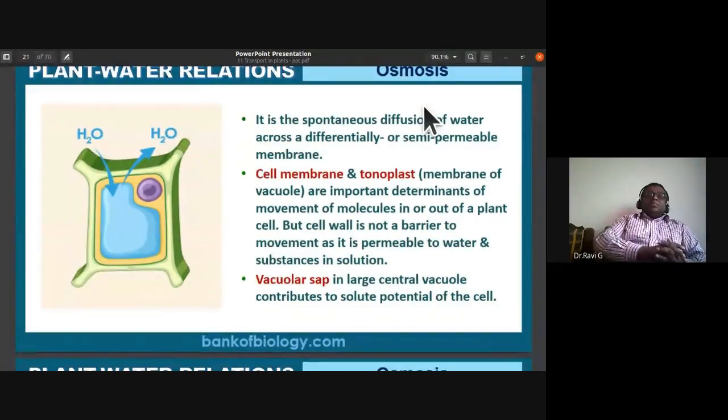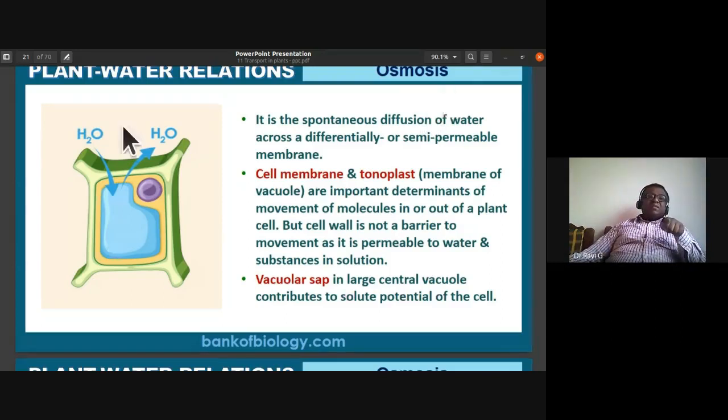Okay. The spontaneous, continuous diffusion of water across a differentially or semi-permeable membrane, we call osmosis. It is the movement of water from a higher concentration to a lower concentration through a semi-permeable membrane. Since we are using the term from higher concentration to lower concentration, you can also say from higher water potential to lower water potential through a semi-permeable membrane. We can call it osmosis.